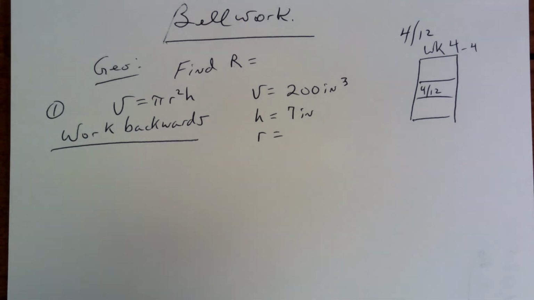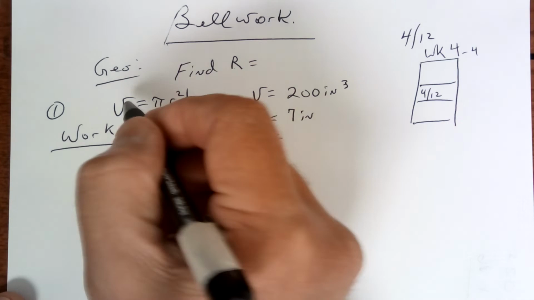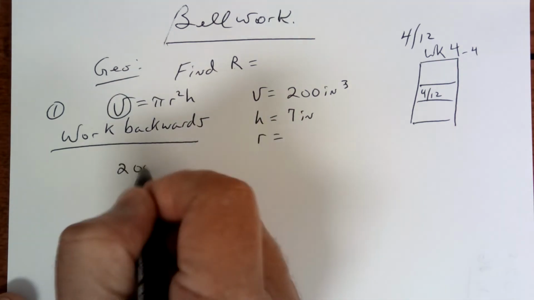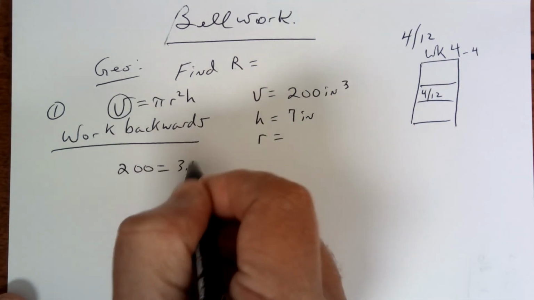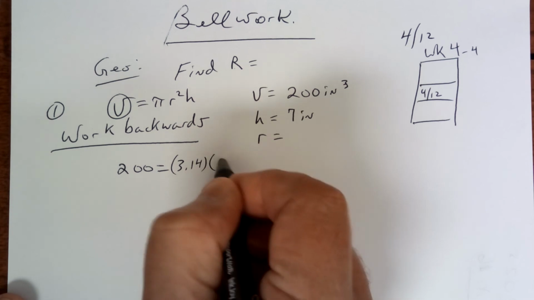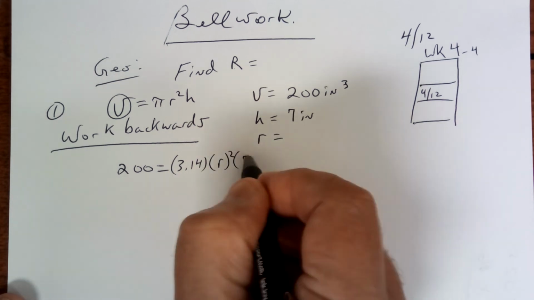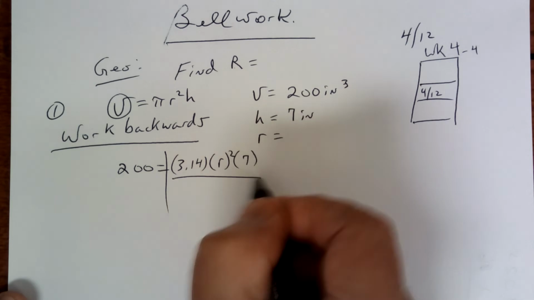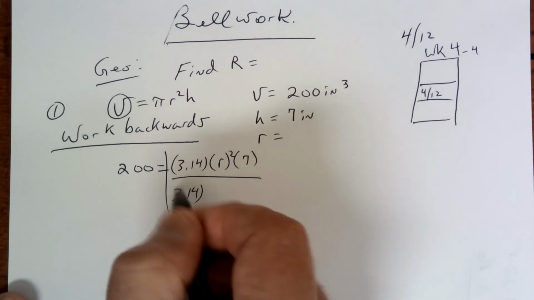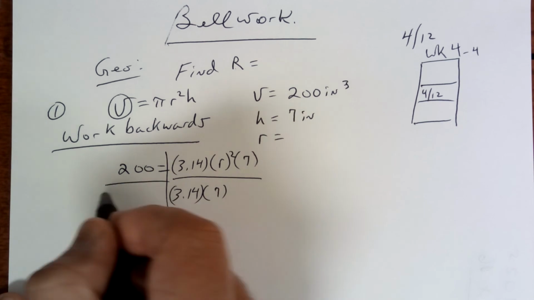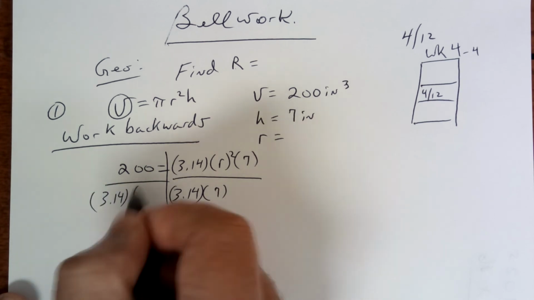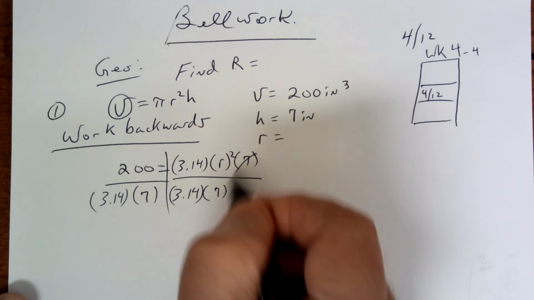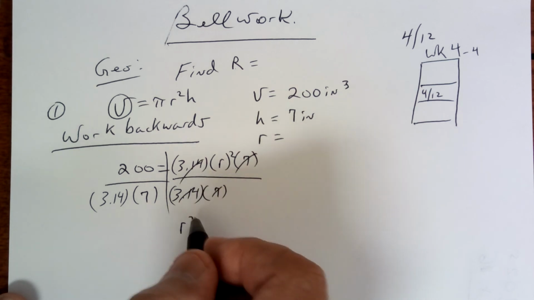Here's the volume. So in place of the V, you're going to put 200. Pi is 3.14. You're looking for the radius, and the height is 7. So what you're going to do here is divide by 3.14 and 7. When you do that, this cancels. So you get the radius squared equals.